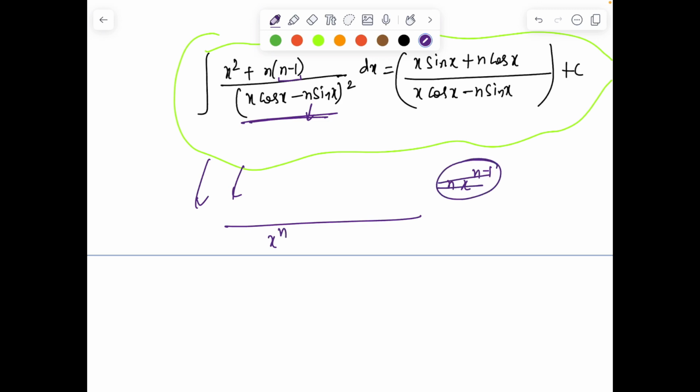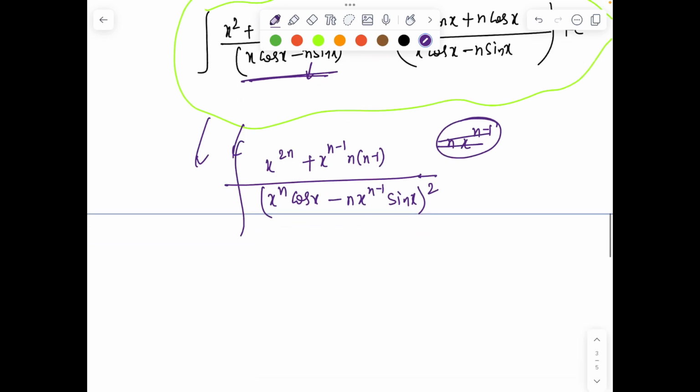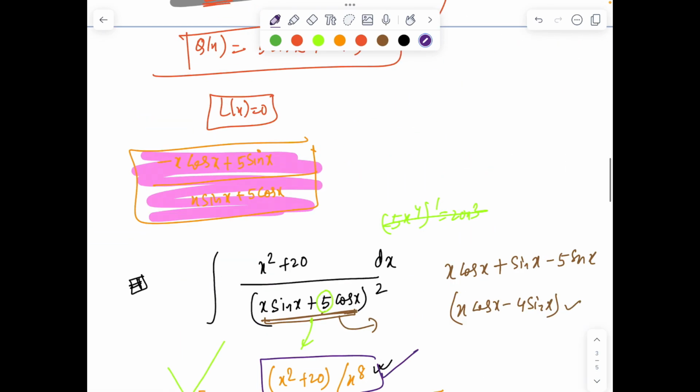Okay, so let's multiply with x to the power n minus 1, so that gives x power n cos x minus n times x power n minus 1 sin x, this whole square. And since I multiply the denominator with x to the power n minus 1, I'll multiply the numerator also, so that becomes x power 2n plus x power n minus 1 times n into n minus 1. Okay, so let's see if we gain anything out of this.